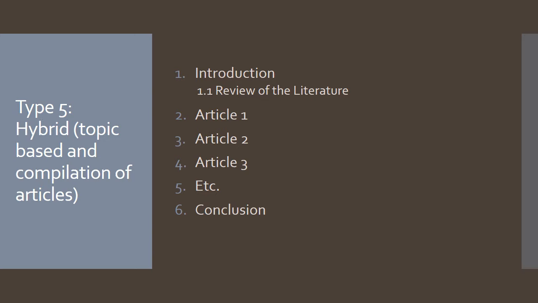The fifth and final type is called a hybrid, and this is a combination of the topic-based and compilation of articles. As you will recall, the topic-based is a collection of essays on related or connected themes, and the compilation was a compilation of research articles, but in this case, in this hybrid, the compilation is of essays and articles.